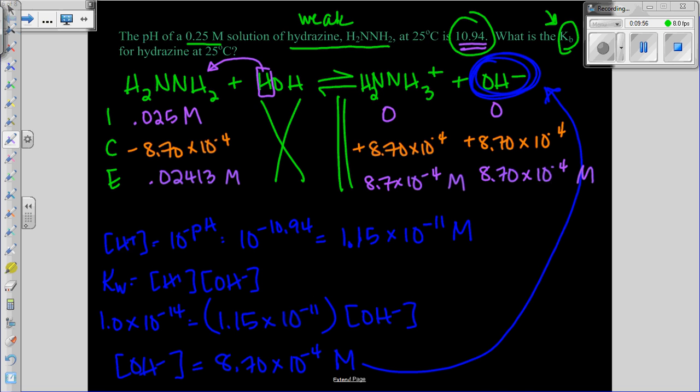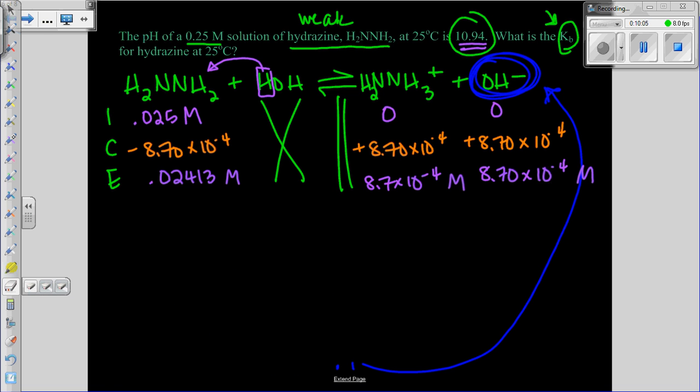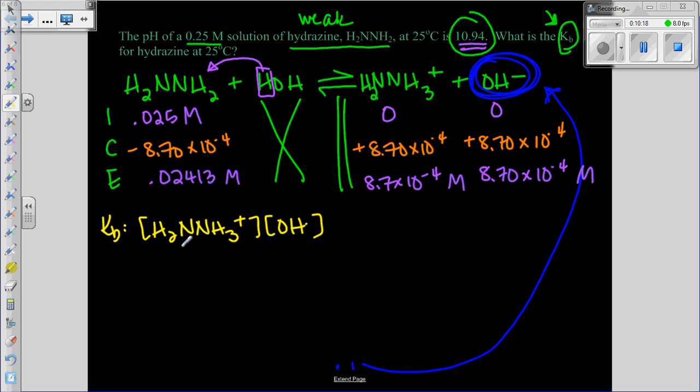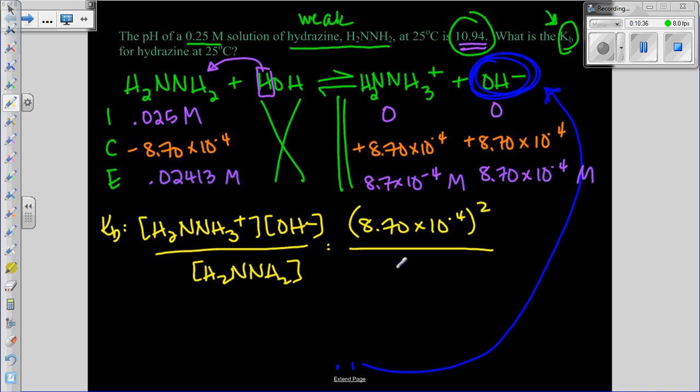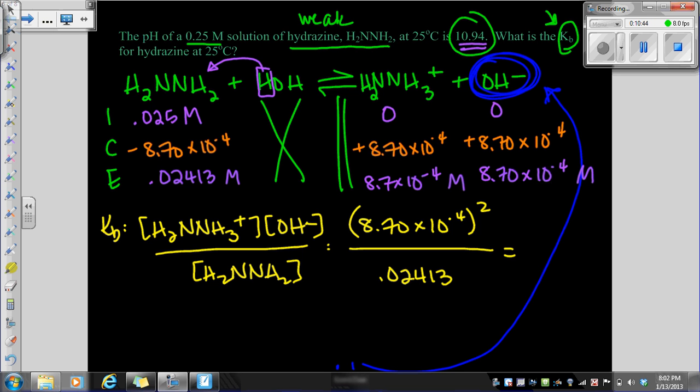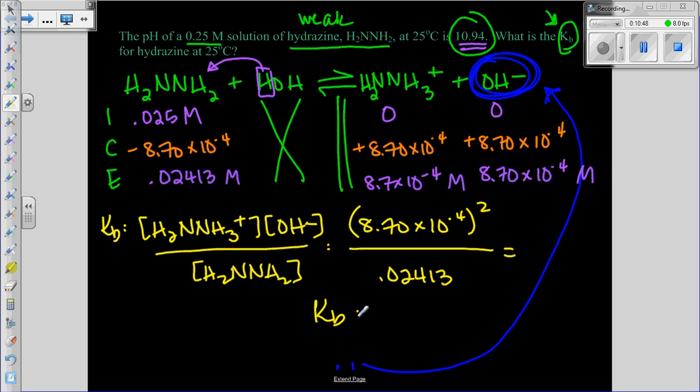Okay, now what I need to do is solve for Kb, and I don't want all of this because I need a place to solve, so I'm going to get rid of that. Okay, so I'm going to say Kb is equal to, this would be if I were writing the expression. So I'm doing concentration of products divided by concentration of reactants, but I'm not including water because water is a pure liquid. These two are both the same, so I'm going to square those. And then I'm dividing by 0.02413. Okay, when we solve for that, we get a Kb that is equal to 3.13, so 3.1 times 10 to the negative fifth.